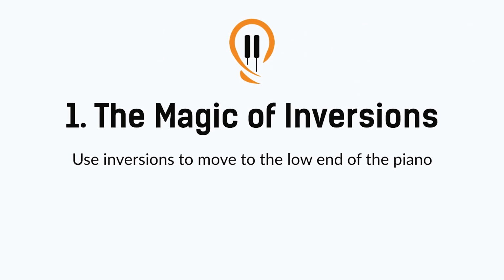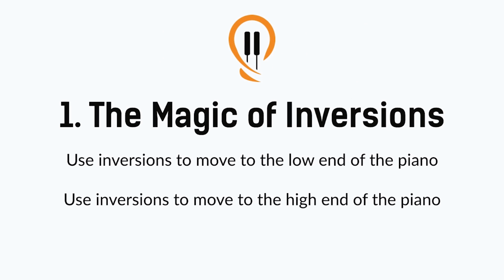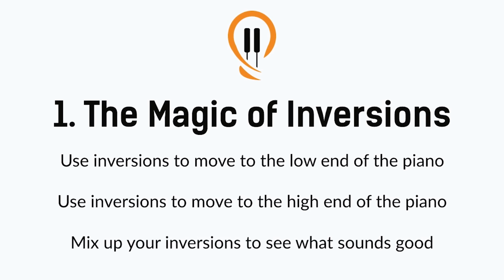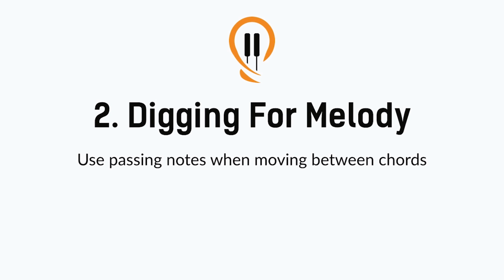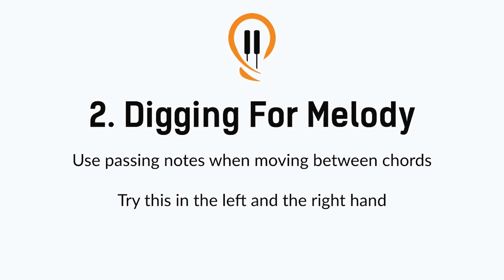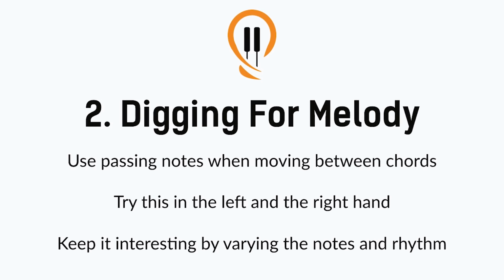Okay, so let's have a really quick recap. First, we talked about chord inversions. How can we move towards the low end of the piano? How can we move towards the high end of the piano? And then you can try mixing them together and seeing what sounds good. Second, we talked about digging for melody. How do we move between one chord and another using passing notes. There's so many different ways we can do it. Explore them, okay? See what sounds good again.